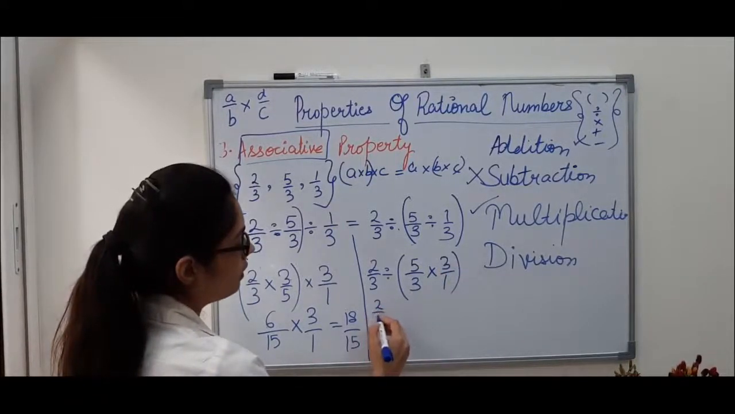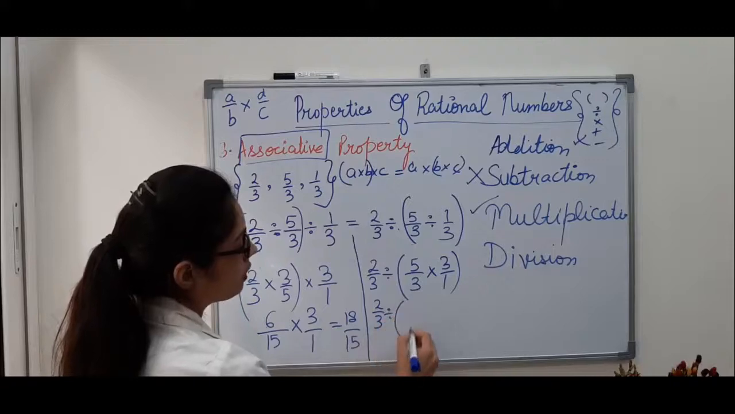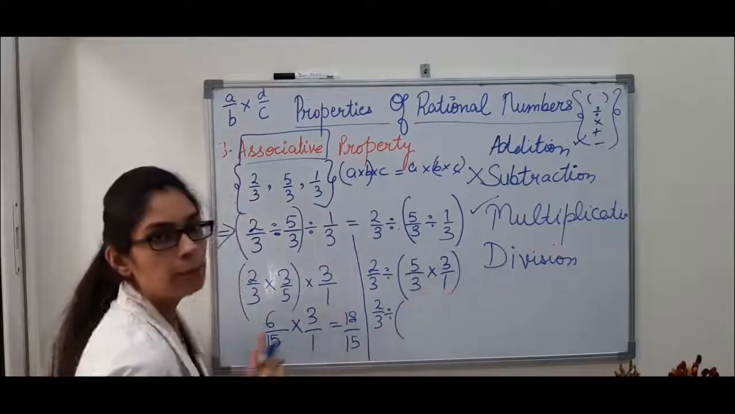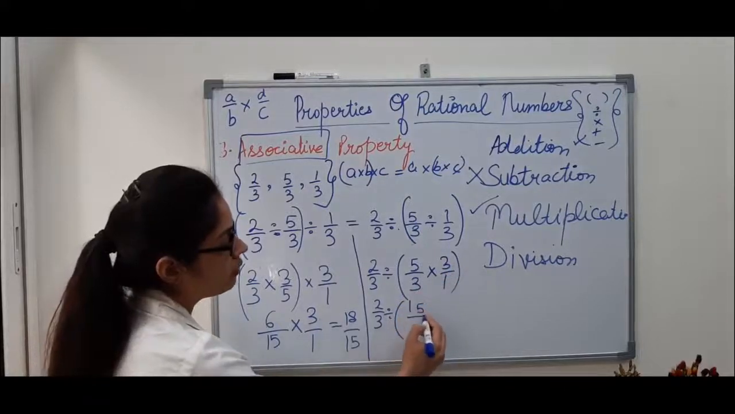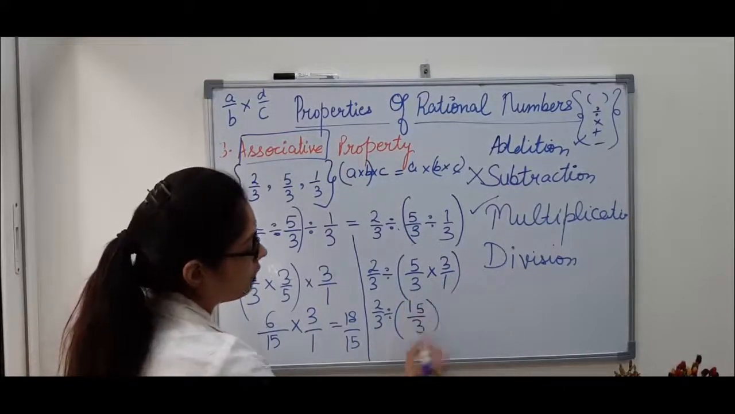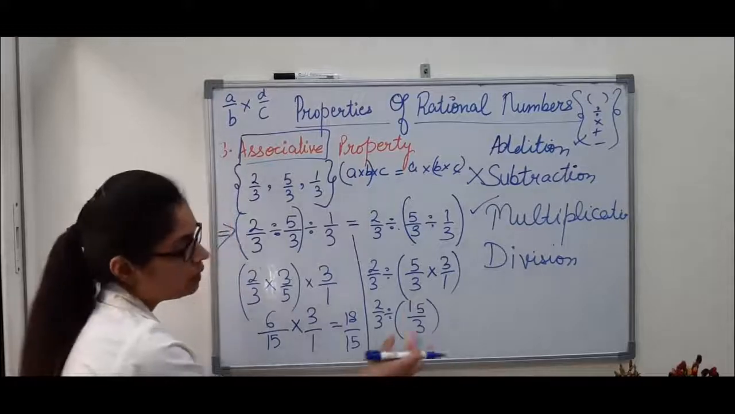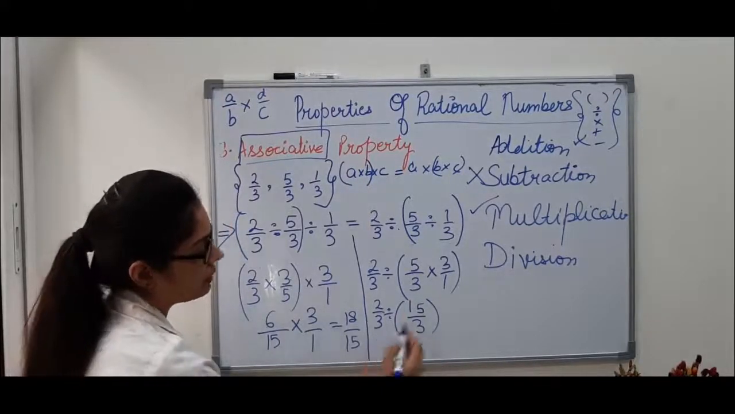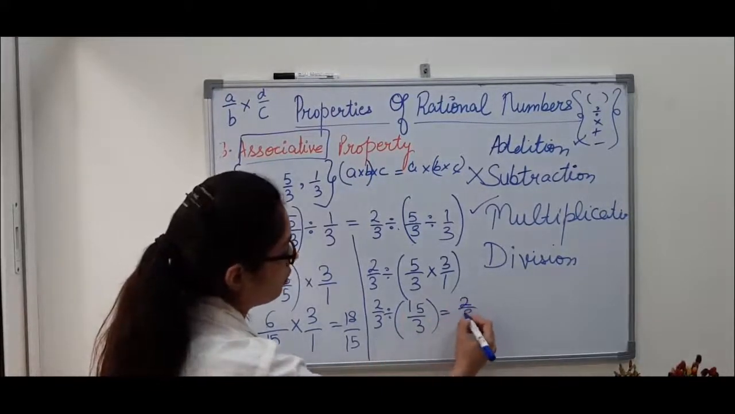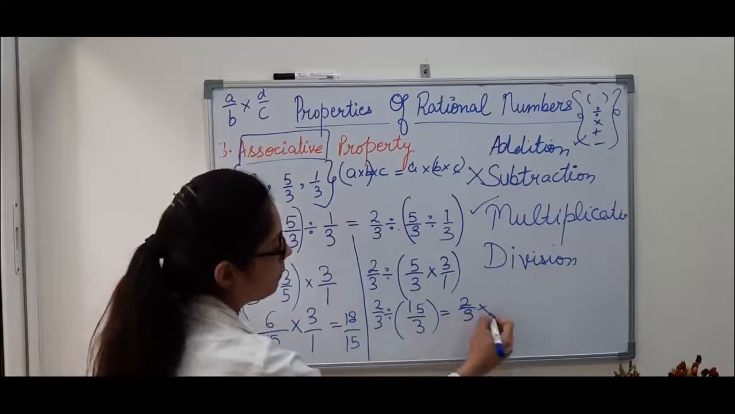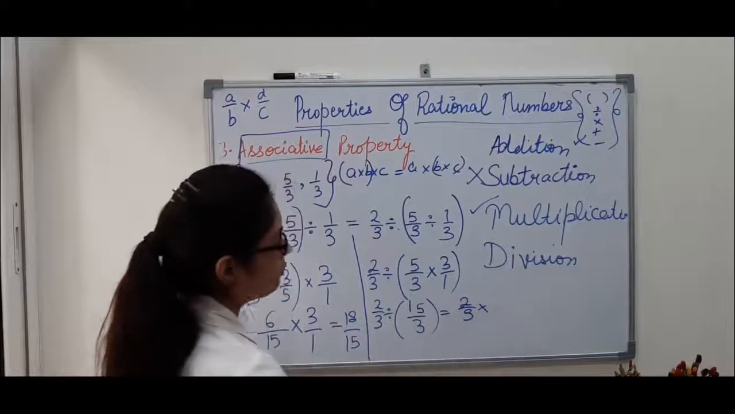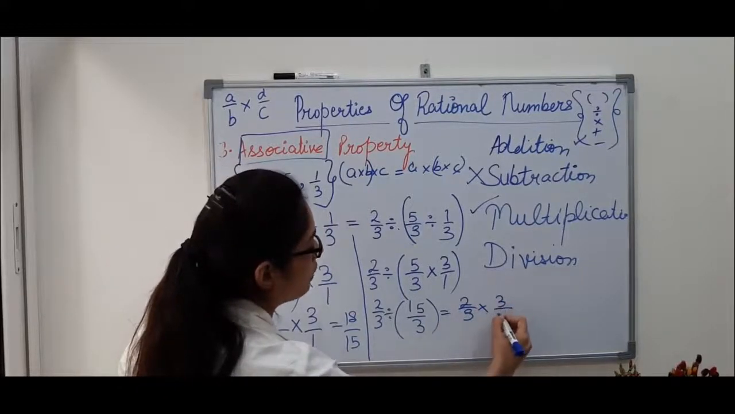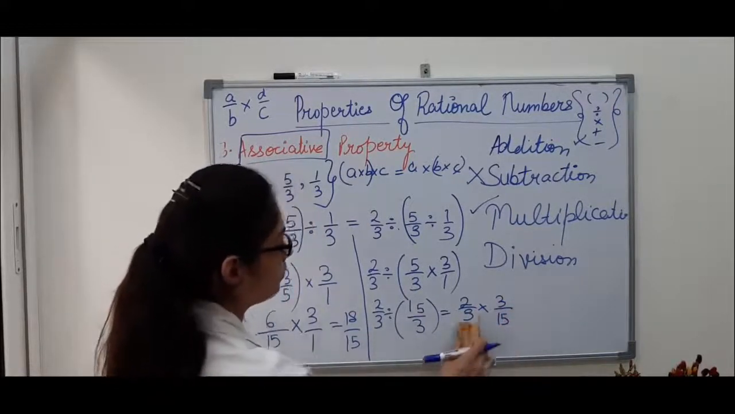2 by 3 divided by, now I will make this term a single number. 5 into 3 is 15. 3 into 1 is 3. Now I got one single term. Now I can change the sign of division into multiplication and do reciprocal of these terms. This 15 by 3 will be changed into 3 by 15.